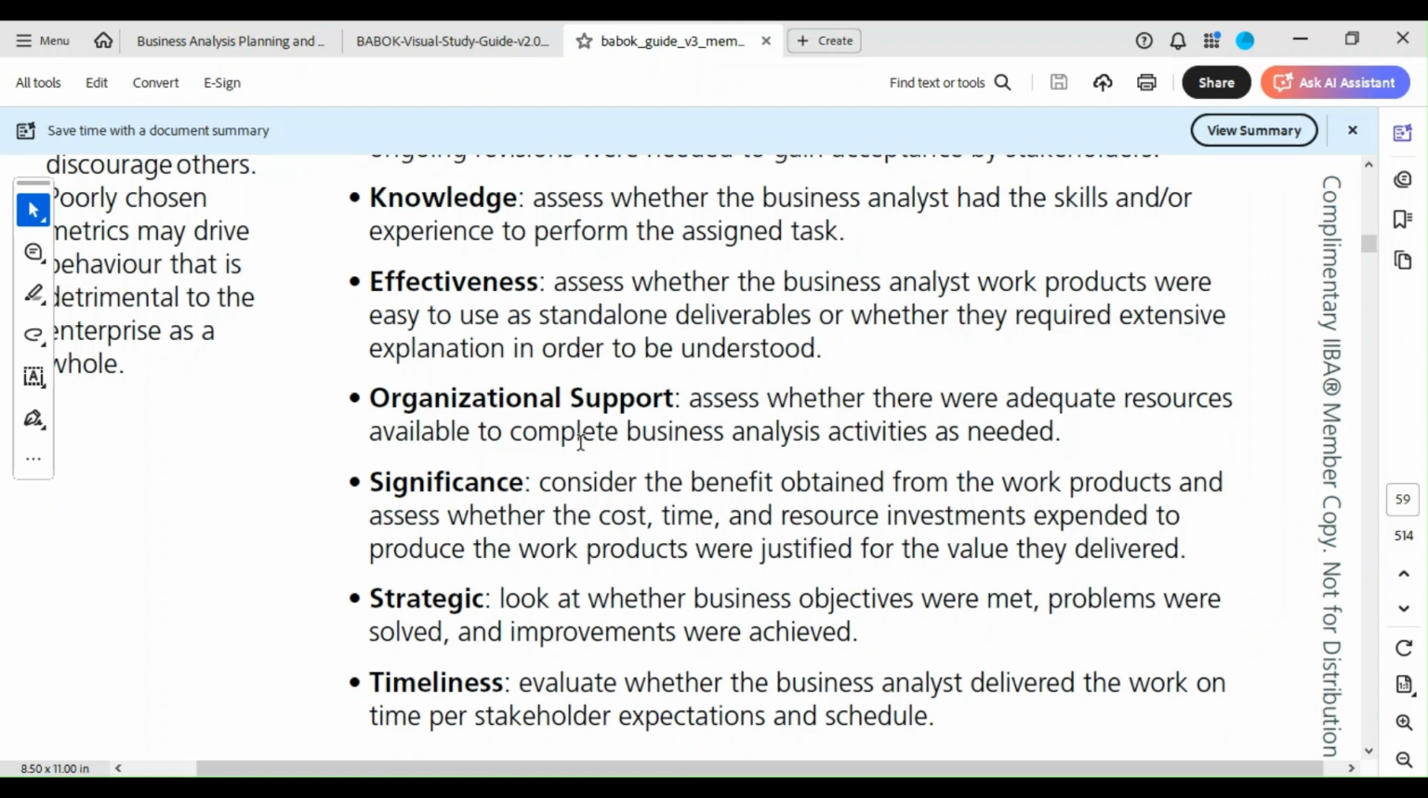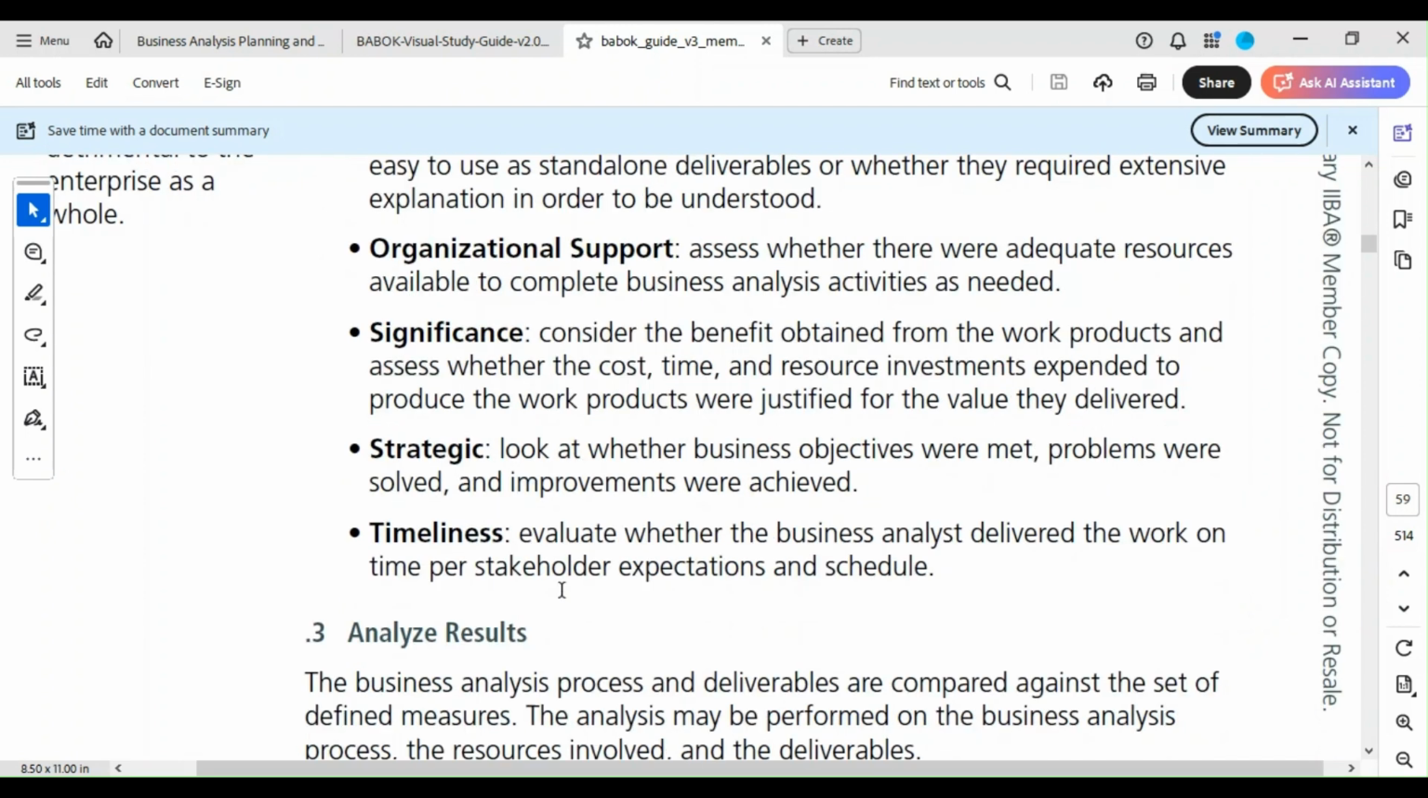Organizational support. Assess whether there were adequate resources available to complete business analysis activities as needed. How much backing or support did you get from the organization? Significance. Consider the benefit obtained from the work product and assess whether the cost, time, and resource investment expended to produce the work products were justified for the value they delivered. Did we get value? Okay.